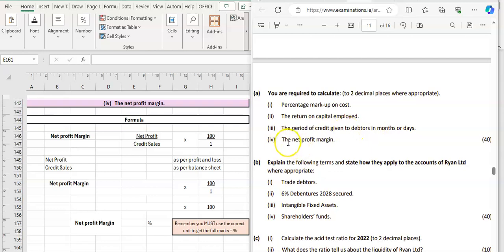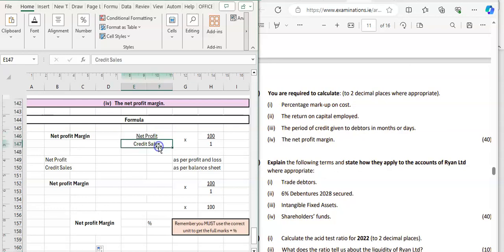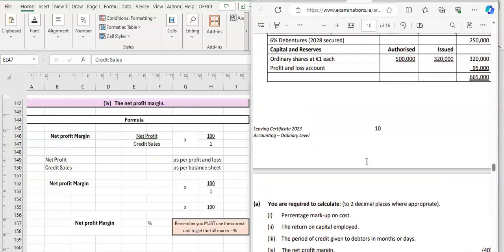Let's have a look at the fourth ratio that you need for Rhine 2023. So it's looking at the net profit margin. So you need to know the formula first, which is your net profit divided by your credit sales. So remember, your net profit will be found in the profit and loss account, and your credit sales will be found in the profit and loss account as well.